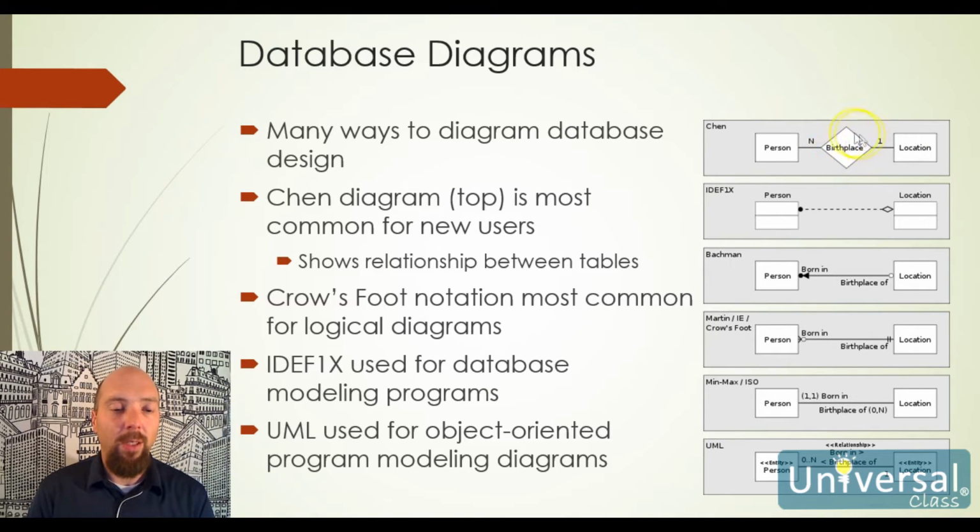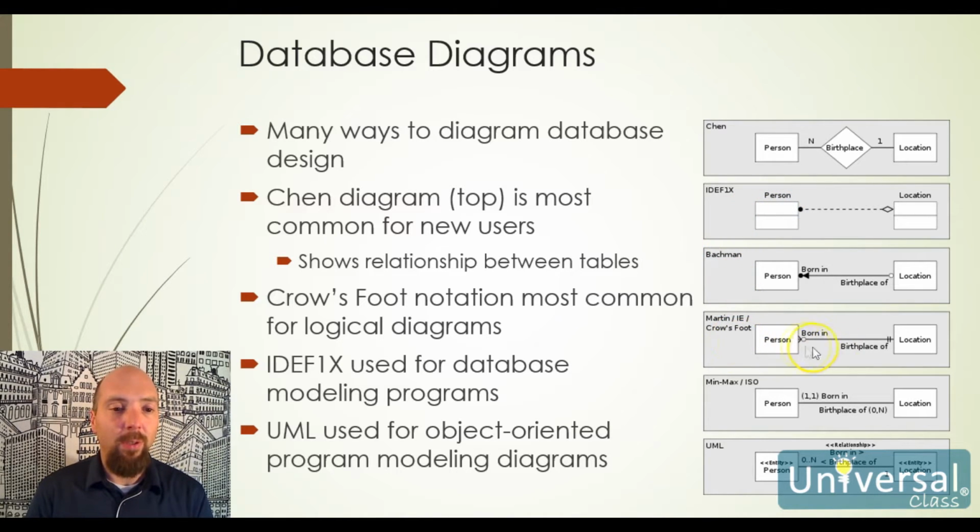And what you'll see a lot of times is this item in the middle here is a relationship, and it will be a verb. So we'll see a noun, verb, noun. The next one is the one that we're going to be using throughout the lessons today. It's called IDEF1X, and it shows the database tables like this, but then it will also show all of the attributes listed underneath of it.